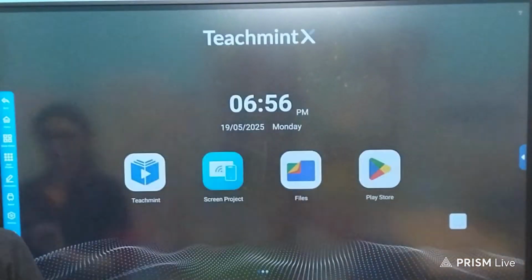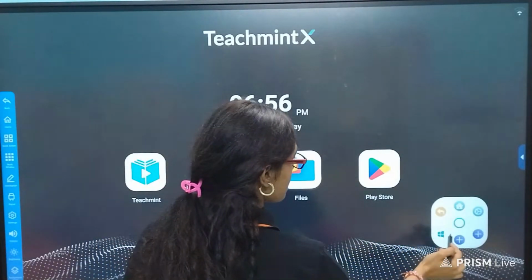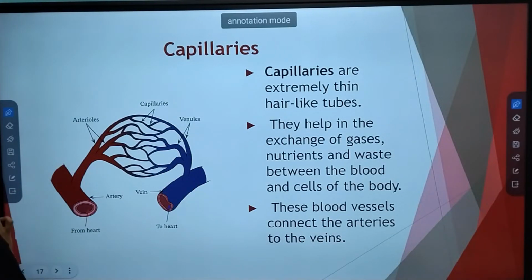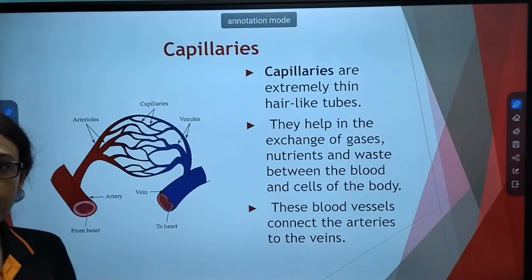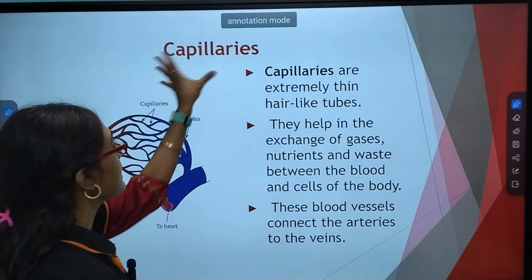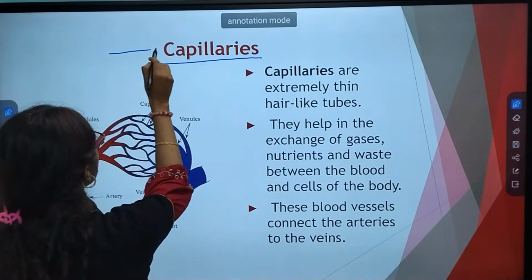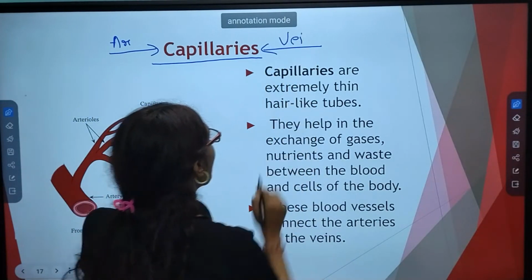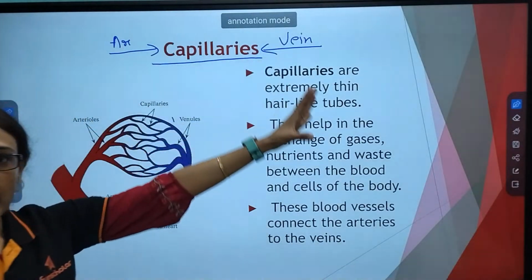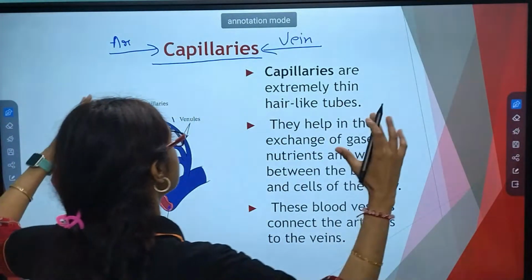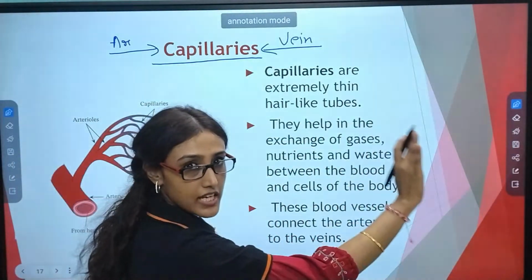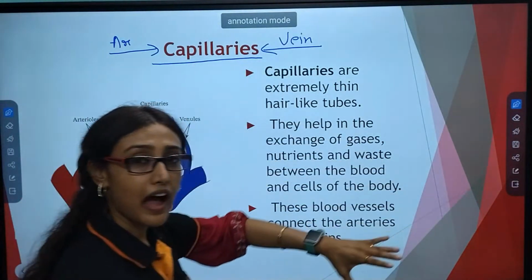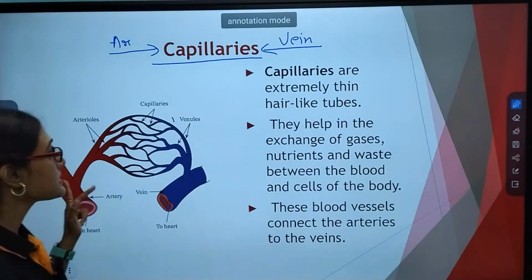Now next comes capillaries. So what did I say about the capillaries? Capillaries are the middle point where arteries and veins connect. Why is this connection necessary? So that oxygenated blood and deoxygenated blood can be exchanged between the arteries and veins from the other parts of the body. So let's read.